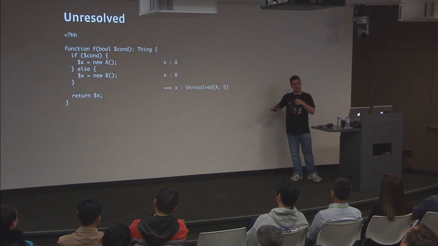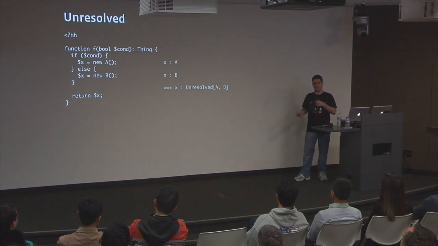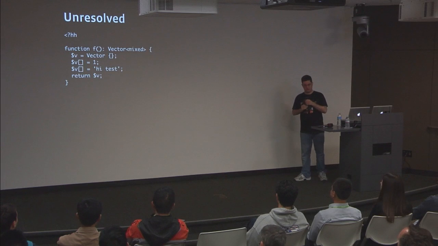X is both A and B. But as my further examples will show, that isn't really the right way of looking at it. Unresolved is sort of its own special beast. So let's look at this example.